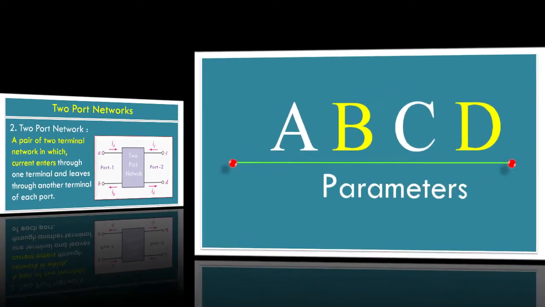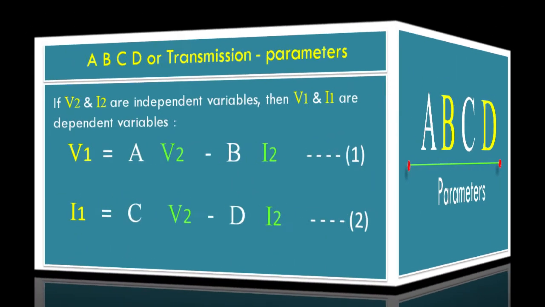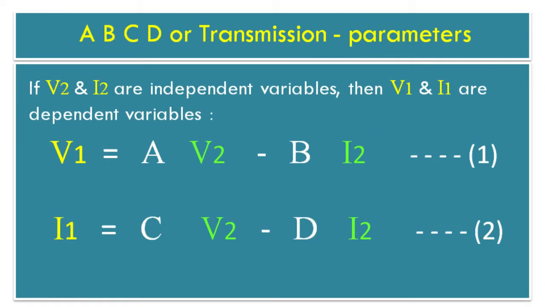Up till now we have studied important terms in two-port networks. Let's study the representation of transmission parameters. Voltage V2 and current I2 are independent variables. Then voltage V1 and current I1 are dependent variables.